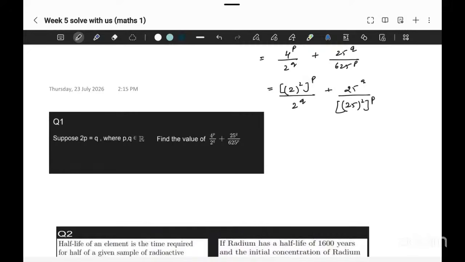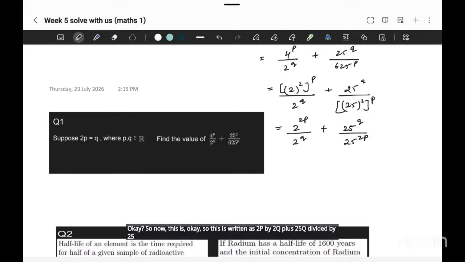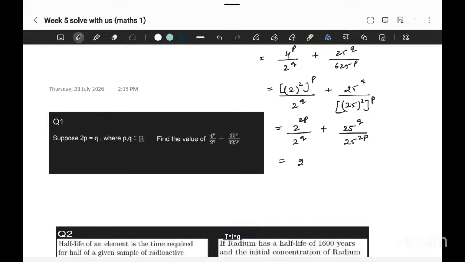Okay. So this is written as 2^2p by 2^q plus 25^q divided by 25^2p. And we know that 2p is equal to q, right? So this can be written as 2^2q upon 2^q plus 25^q upon 25^2q.